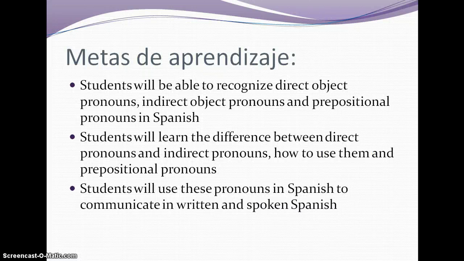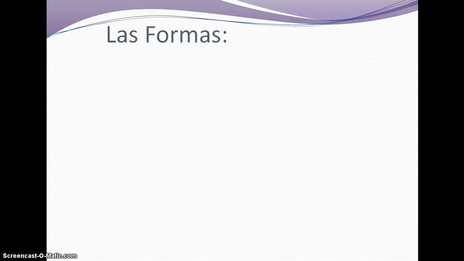Students need to be able to recognize direct object pronouns, indirect object pronouns, and prepositional pronouns in Spanish. We'll be looking at the differences between these pronouns, how to use them, their placement, and our goal is to improve our written and spoken Spanish proficiency. As we go through this podcast, make sure you have your grammar sheet with you and take notes along with examples of these different object pronouns.